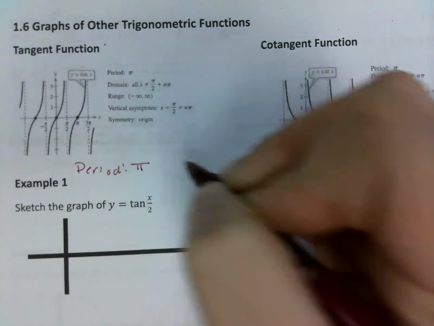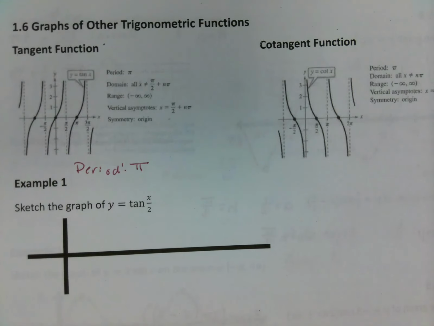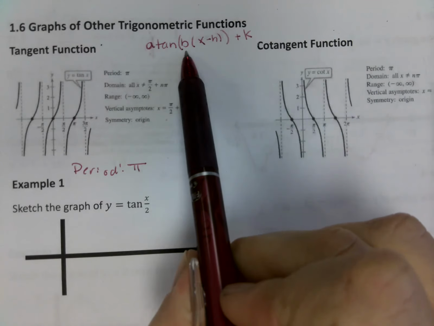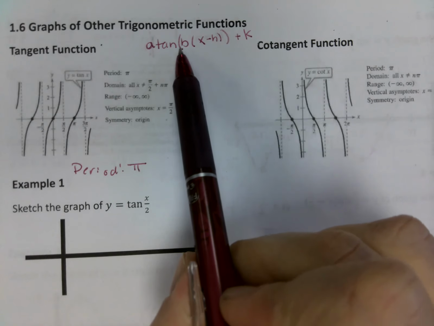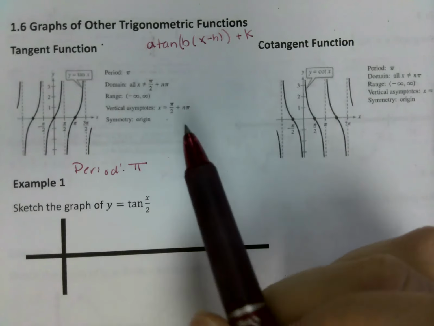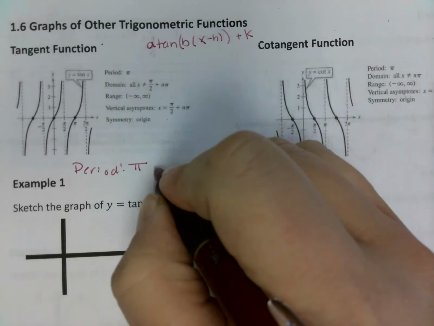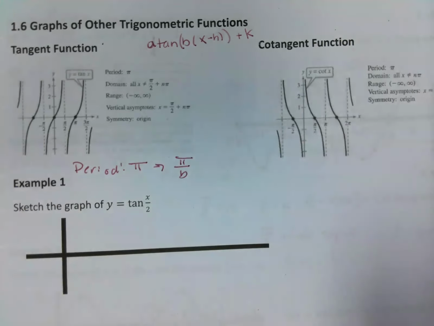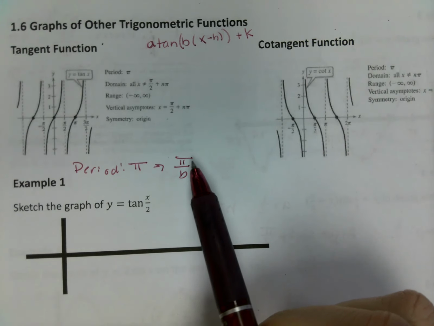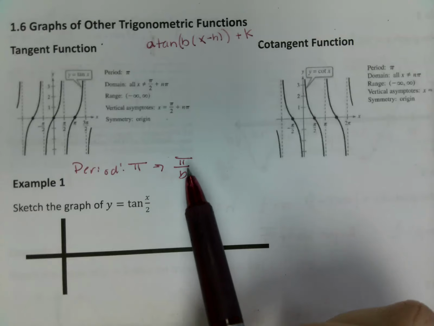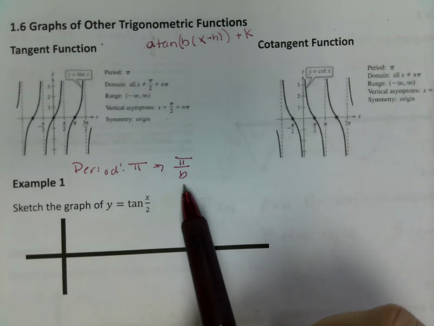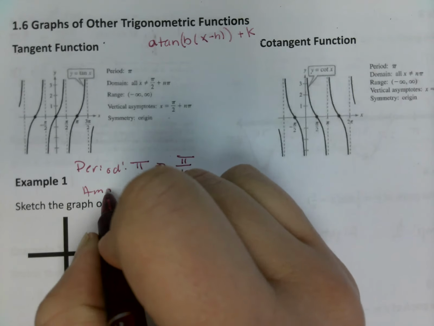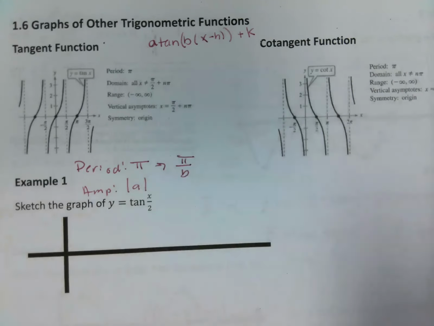Now, when we're talking about our period, again, it's important to know the period of cotangent and tangent is pi. So when we are looking at our equation right up here, this b value changes our period. It's still going to change our period except for tangent and cotangent. Our period will be pi over b. For sine and cosine, it's 2 pi because one full period in sine and cosine is 2 pi. Here, it's pi, so that's the difference between the two. Our amplitude is still going to be the absolute value of our a value.